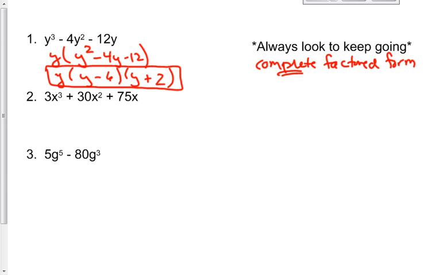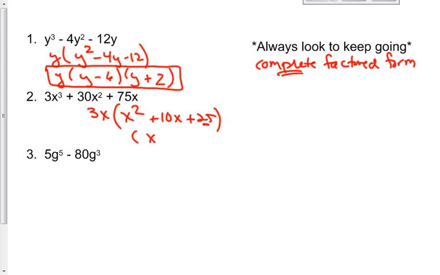3x to the third plus 30x squared plus 75x. I could take a 3 out of every single one of these, but I could also take an x out of every single one. I'm then left with x squared plus 10x plus 25. Now I've got a simple trinomial that I can factor, and if you're looking very closely, you've got a perfect square trinomial. 25 is a perfect square.